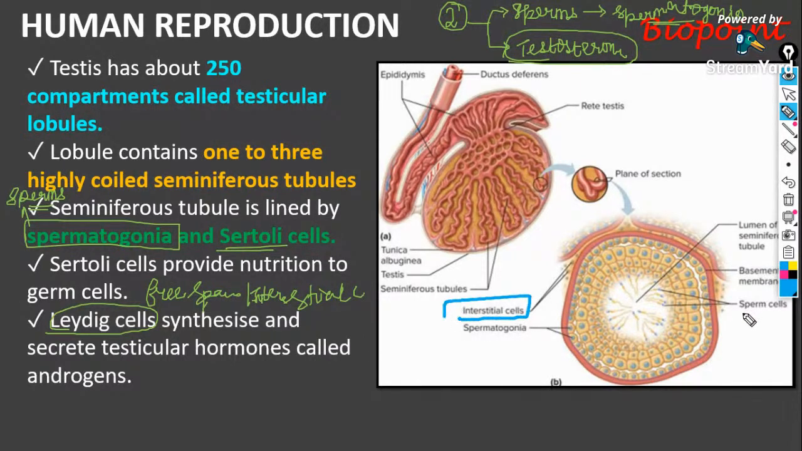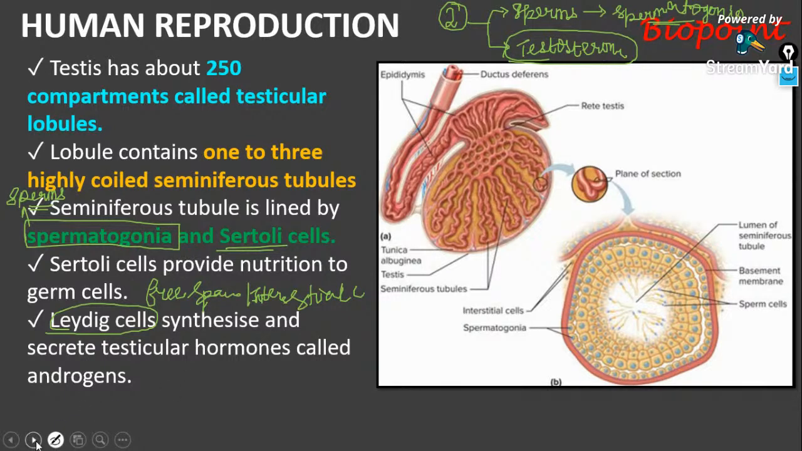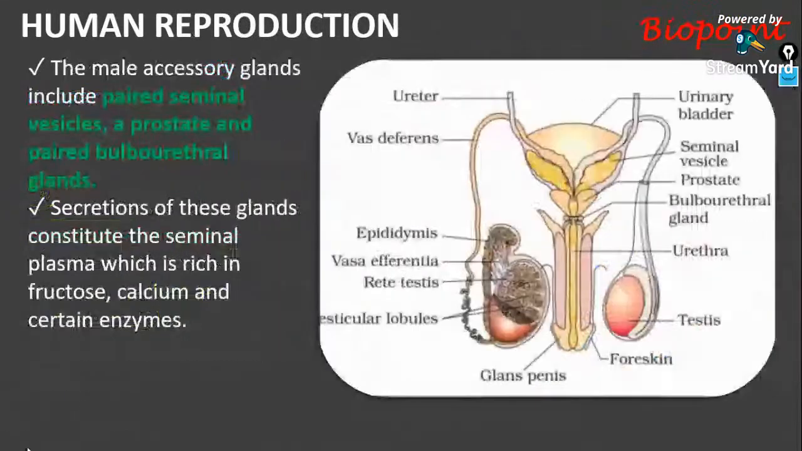So sperms are produced by the spermatogonial cells. Hormones are produced by the Leydig cells. Perfecto. Is it clear?